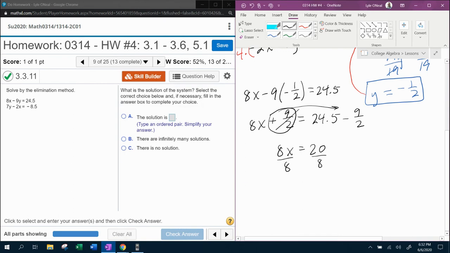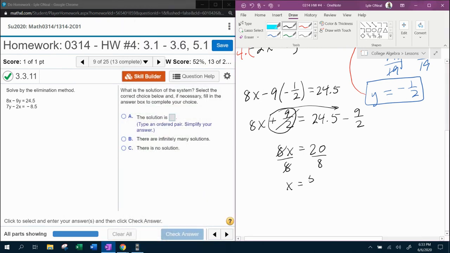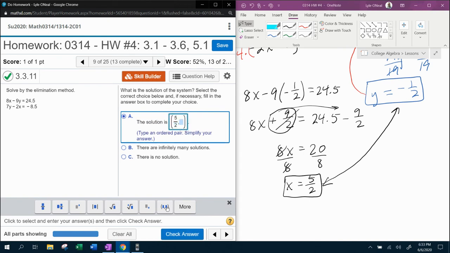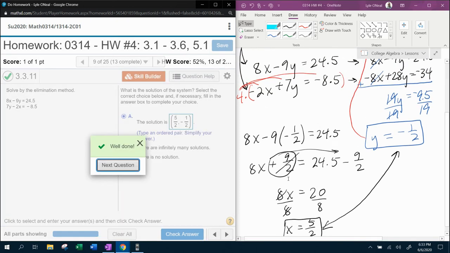Divide both sides by 8. And again, there's no shame in using the calculator. 20 divided by 8, 5/2. And it's okay to leave those a fraction, okay? So now notice we now have x and y. So we did get a solution, okay? There is a solution, and it's at the point 5/2, comma, negative 1/2. Bam! Man, that was nice.